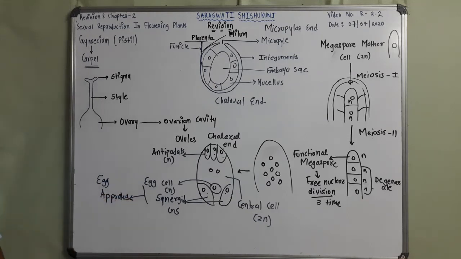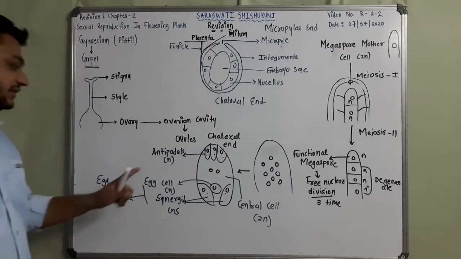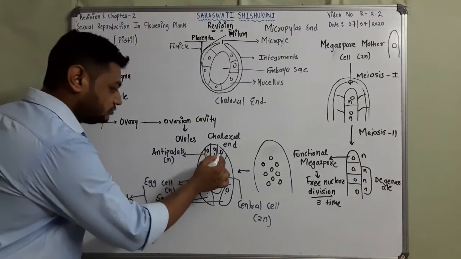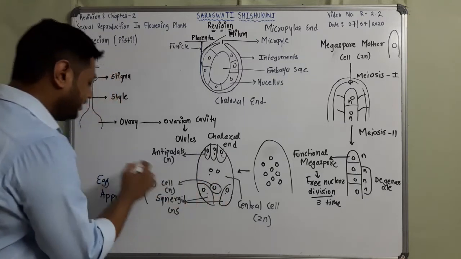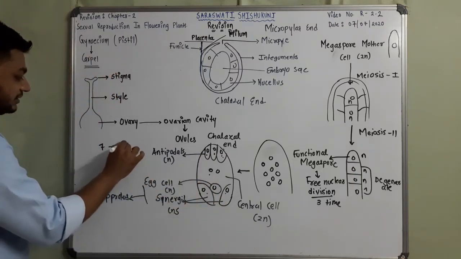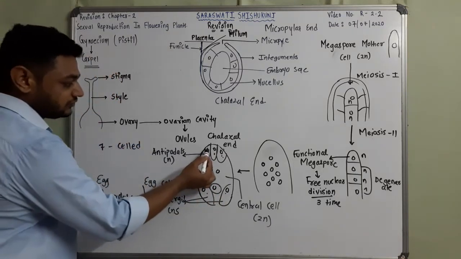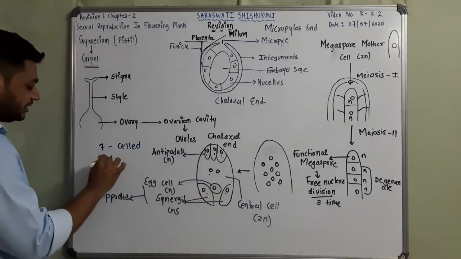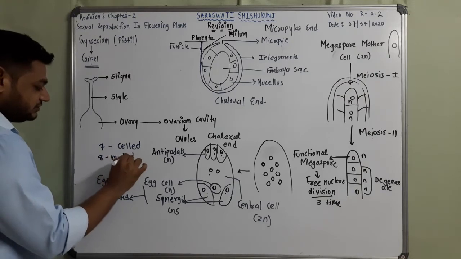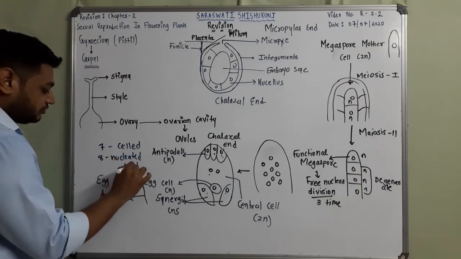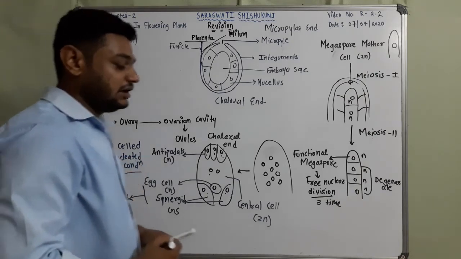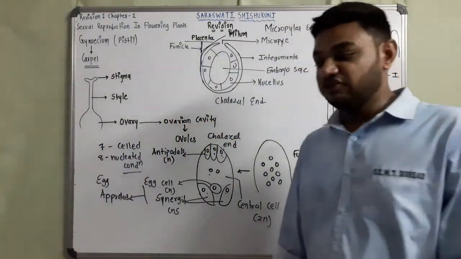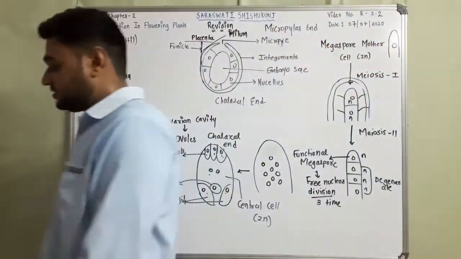Okay. Now talking about this, let's see how many cells there are. Total 1, 2, 3, 4, 5, 6 and 7 cells. And how many nuclei? 1, 2, 3, 4, 5, 6, 7 and 8 nuclei are observed. So this is about the female reproductive part. Now we will discuss pollination.